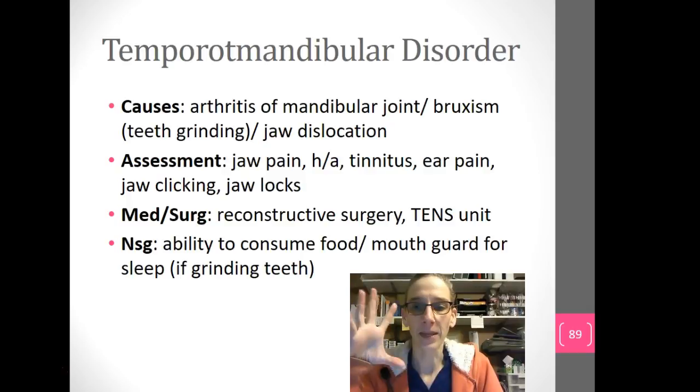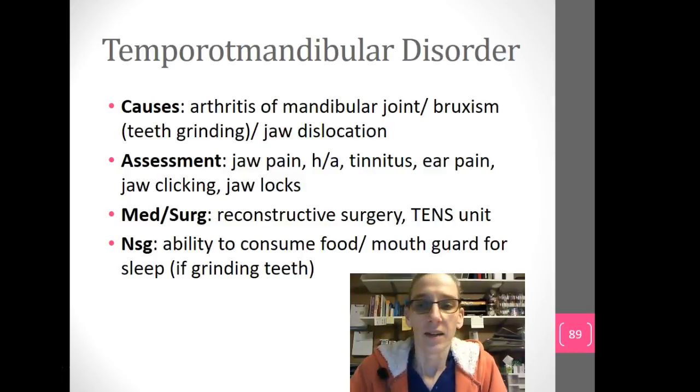Can you see that popping where it kind of opens and locks? My sister has the same problem. It does cause some ear pain, some headaches, some jaw pain often, and a lot of jaw clicking.